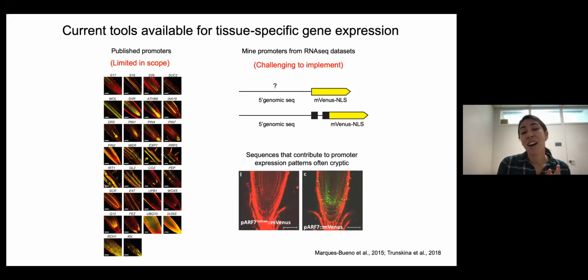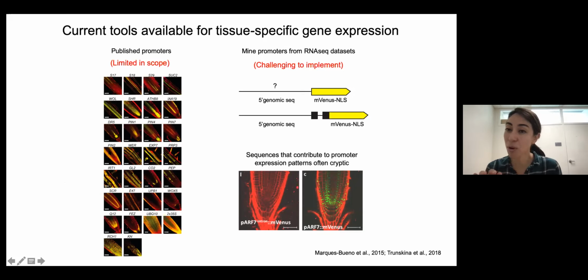So there are a number of ways in which you can express genes in specific cell types. And one of the methods that you can use is to look through the literature for a promoter that has been well characterized and has the expression pattern that you're interested in. We're fortunate in Arabidopsis that there have been many different promoters that have been well characterized in this manner. So this is just an example showing you fluorescent protein expression being driven by different promoters, and you can see which root cells those promoters are active in.